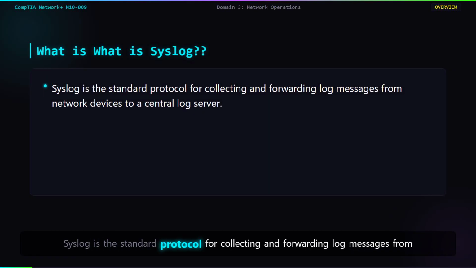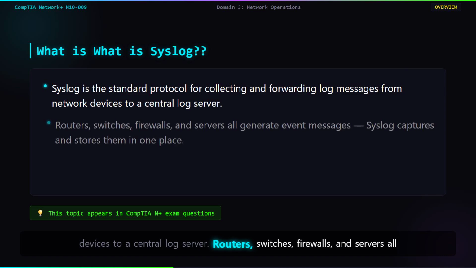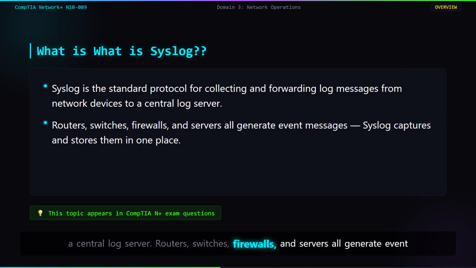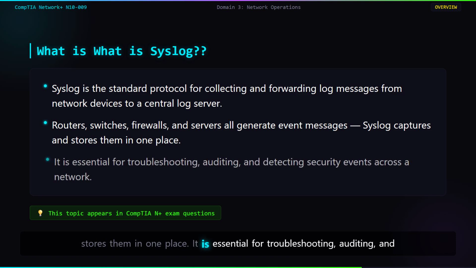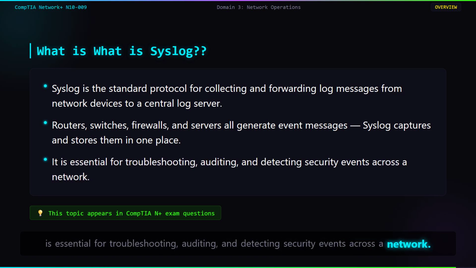Syslog is the standard protocol for collecting and forwarding log messages from network devices to a central log server. Routers, switches, firewalls, and servers all generate event messages. Syslog captures and stores them in one place. It is essential for troubleshooting, auditing, and detecting security events across a network.